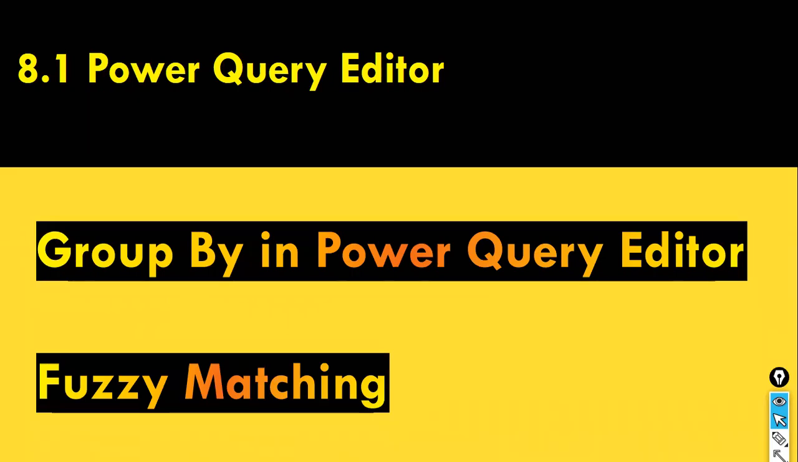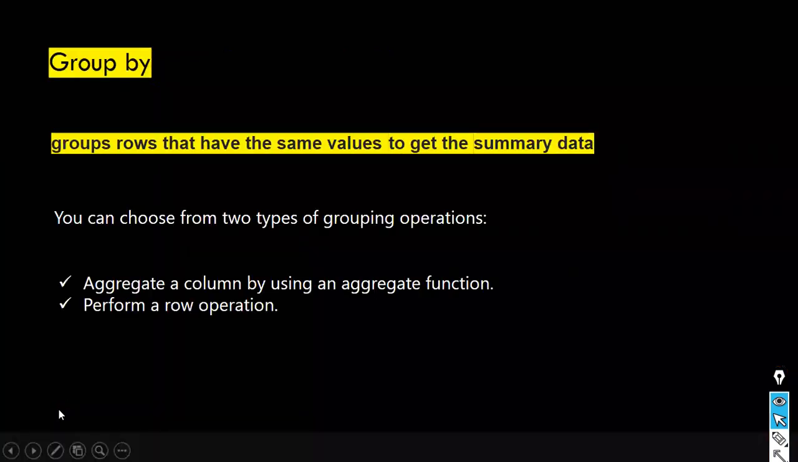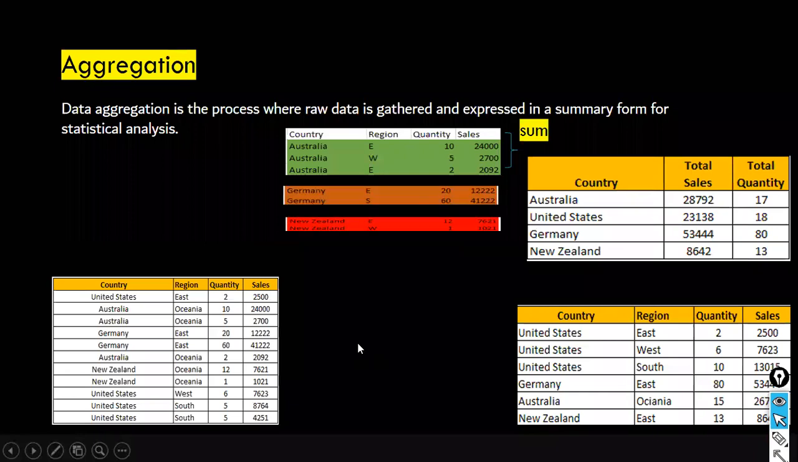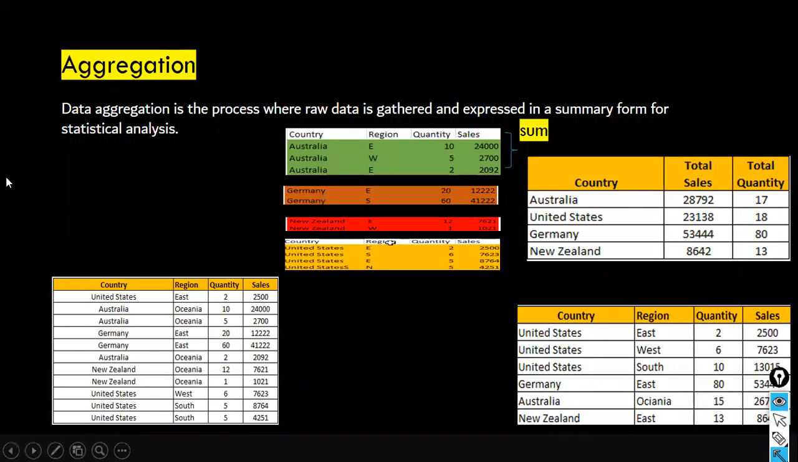So what do you mean by representing the data in summarized form? What group by does is it groups the same values in your given data set and applies the aggregation. For example, this is the data set you have. Let's say your manager has given you this data set, and he wants you to do aggregation on the sales column, sum of sales. He told you to find out the total sales in each country.